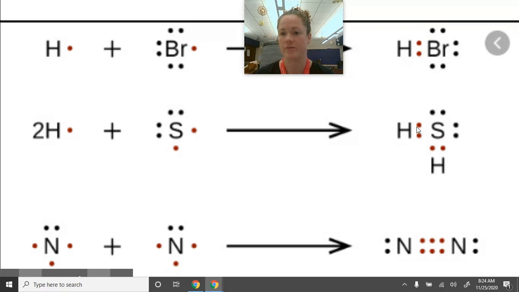So here we have them sharing. The H and the S share here, and an H and an S share here, so we can see how they would bond together.